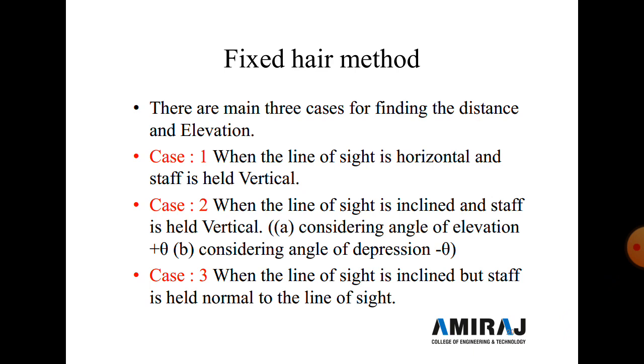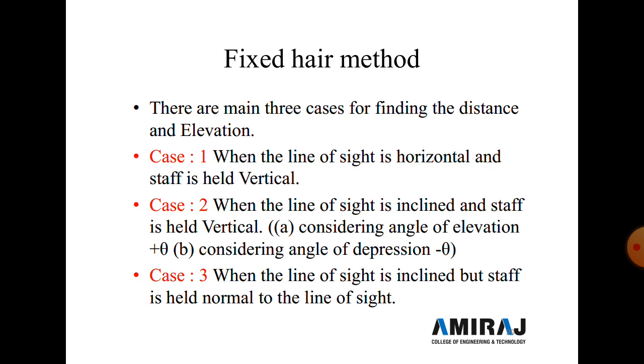In module number 6, the topic is the fixed hair method. In the last lecture we discussed two types of methods: the fixed hair method and the movable hair method. In the fixed hair method the hair is fixed, and in the movable hair method the hair is movable. Here, in the fixed hair method, there are three main cases.